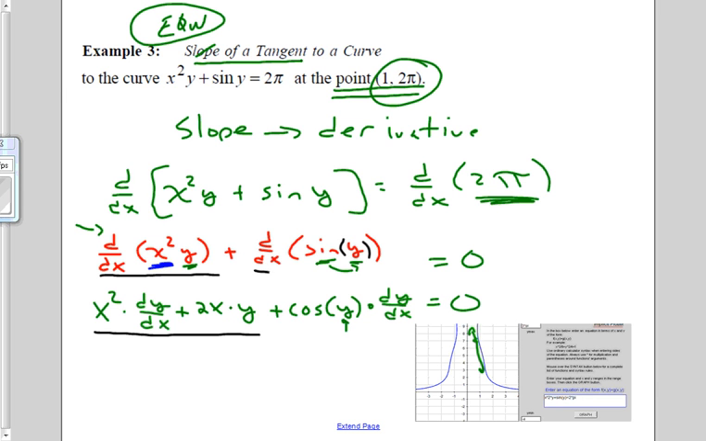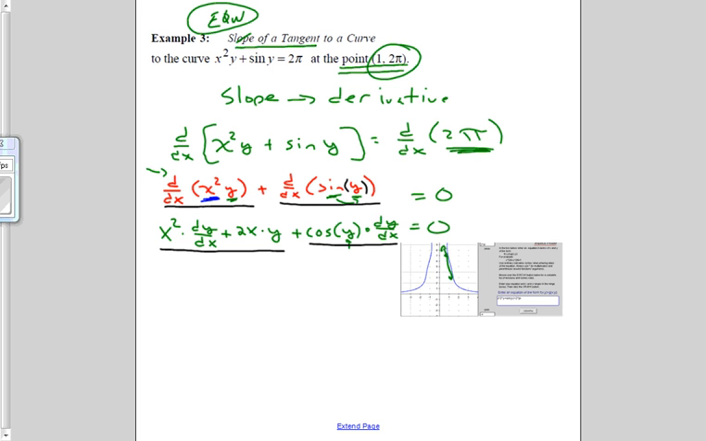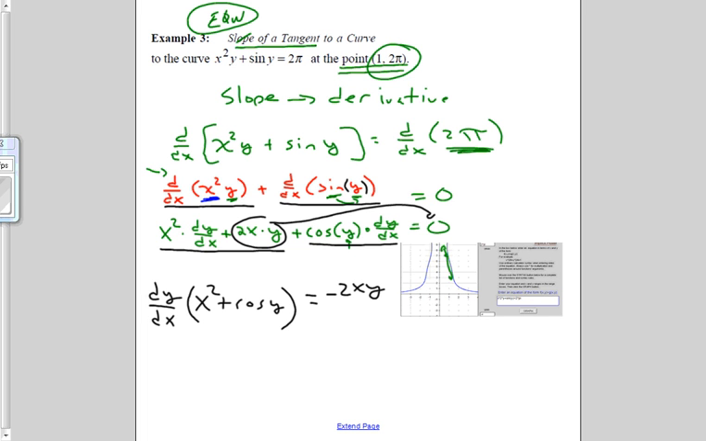Okay, so then last step, always, is to factor out dy/dx and isolate. So when we do that, we get dy/dx times (x squared plus cos of y) equals negative 2xy. So simplifying, dy/dx, or our slope, equals negative 2xy over x squared plus cos of y.